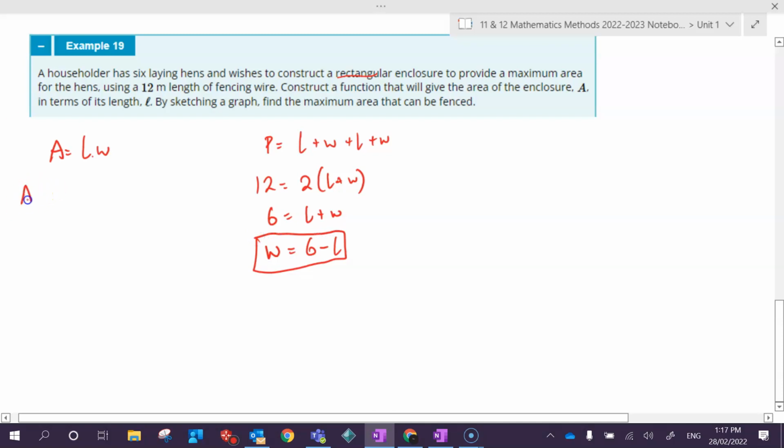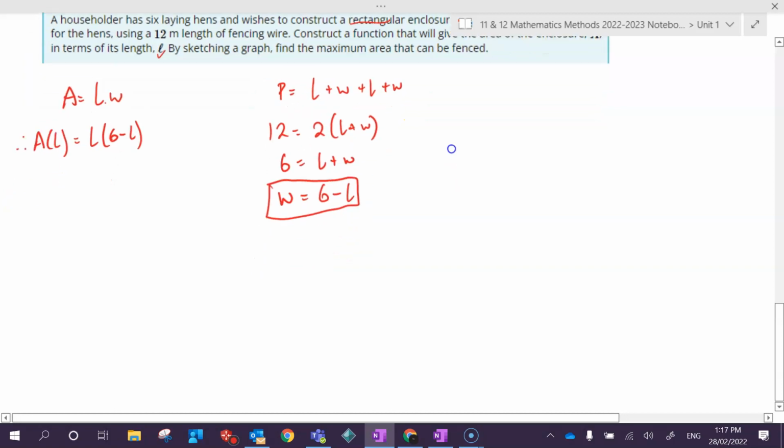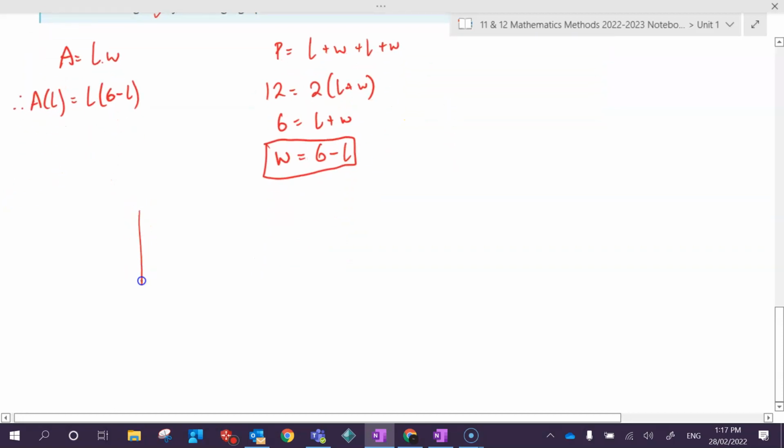So now I can find the area in terms of the length. It's going to be the length multiplied by 6 minus the length. Okay, I've got my area in terms of length. That's what it said. Construct a function that will give the area of the enclosure in terms of its length, and by sketching a graph, find the maximum area that could be fenced. You could find it without sketching, but let's sketch it anyway.